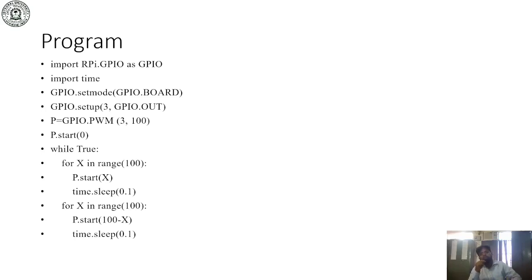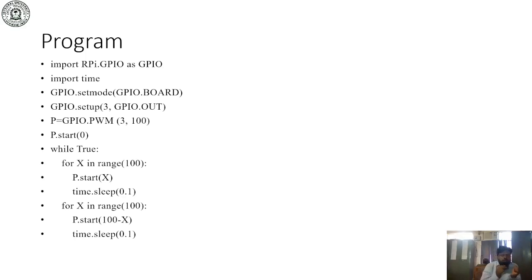Okay, so 100 will show the maximum brightness of the LED and 0 will show that our LED is off, or the minimum brightness. In the next line, p.start(0). That means we are starting from the low level, meaning the LED is in the off condition. After that, we will gradually increase the brightness of the LED to the maximum, 100%.